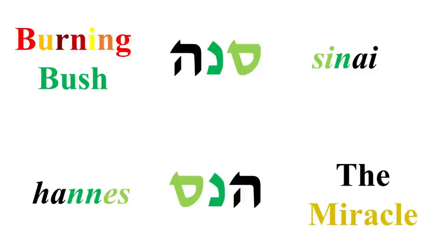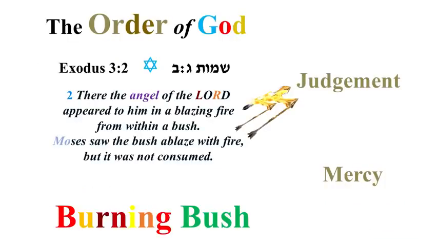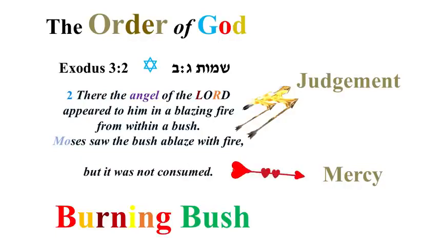Interesting, okay? And notice, in this verse, you have those 2 things. You have judgment, right? There appeared to him in a blazing fire from within the bush. Moses saw the bush ablaze with fire. Fire, judgment. But it was not consumed. Mercy, Raham. Very beautiful, those 2 things. And that's a beautiful picture of God. God is judgment. He has to punish sin. But he's also merciful. And he doesn't want to punish you.